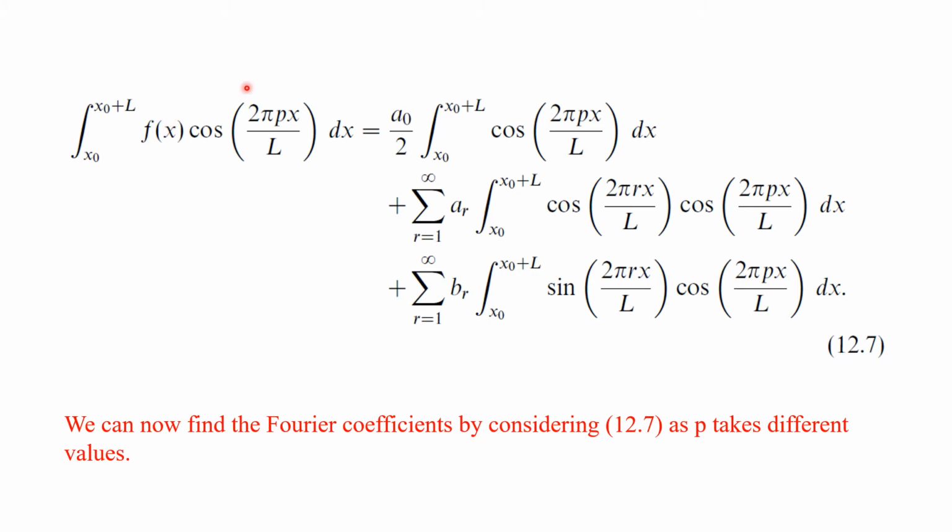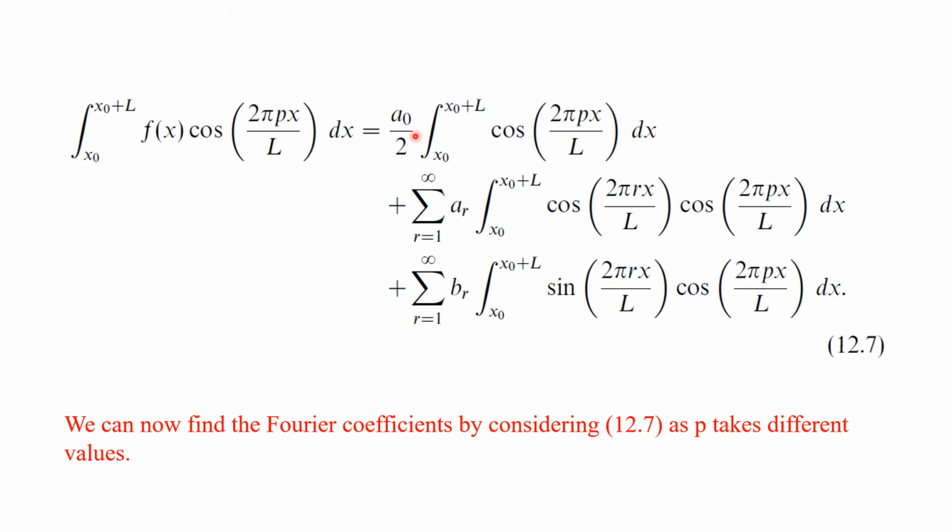On the left hand side, we multiply by cosine 2 pi px over L, and then we integrate from x naught to x naught plus L. On the right hand side, we also multiply by cosine 2 pi px over L. So you have a naught over 2 times the integral of this function, and then we also multiply cosine 2 pi px over L to your AR term, and we also multiply cosine 2 pi px over L to your BR term. And then we have this expression here.